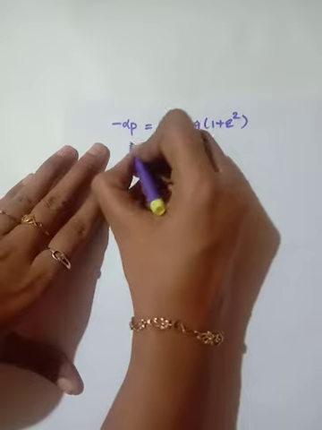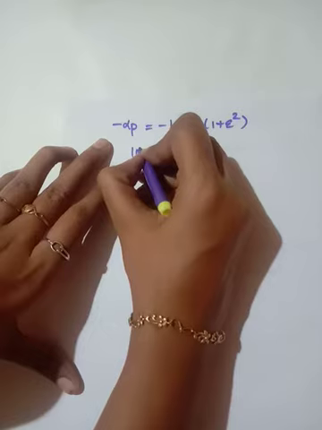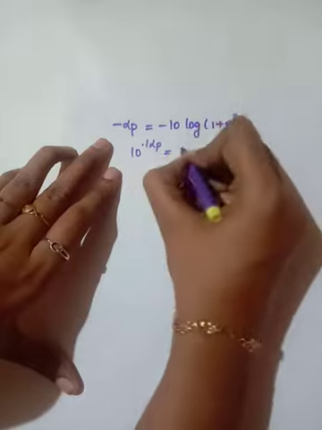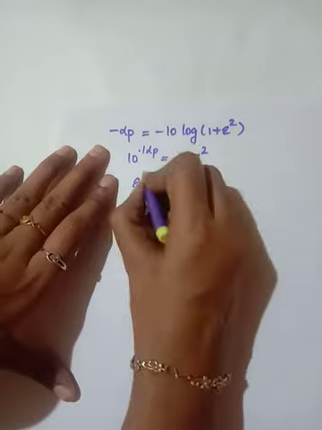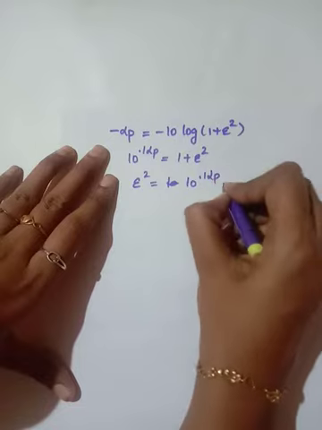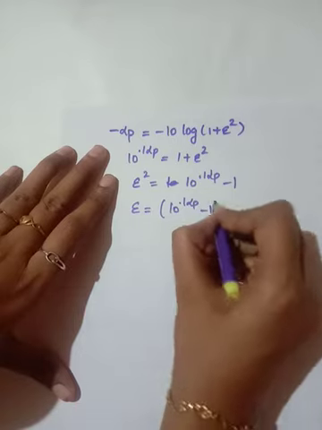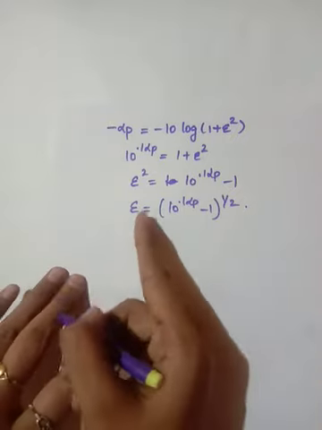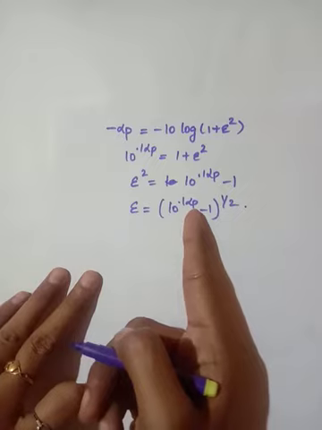So here what I'm going to do is remove the log. If I want to remove the log, I have to take the anti-log. So 10 power 0.1 alpha p is equal to 1 plus epsilon square. Okay, so from this, epsilon square is equal to 10 power 0.1 alpha p minus 1. So epsilon is equal to (10 power 0.1 alpha p minus 1) the whole power 1 by 2. So this is the parameter related to the ripple in the pass band.